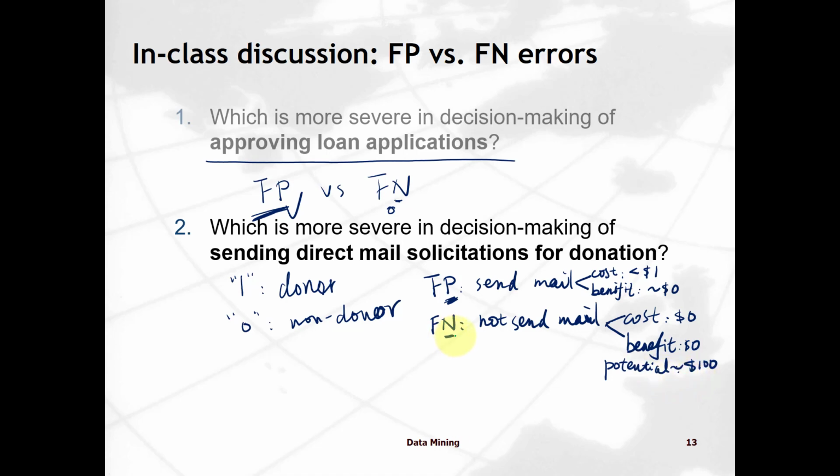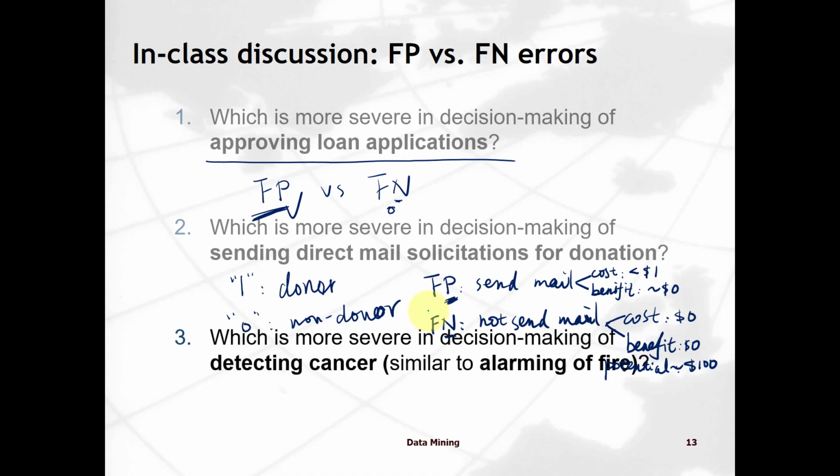In the case of false negative, making this kind of mistake will lose the company a potential donation of $100 by not sending a mail. So in this case, the error of false negative is more consequential. It leads to lost potential revenue for the company. I hope this makes sense. And now let's look at the third example here.